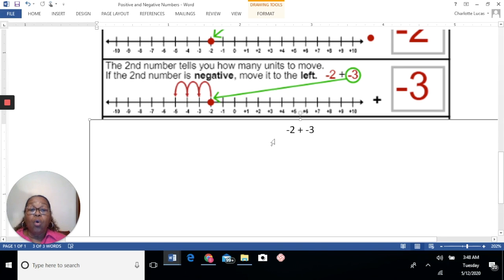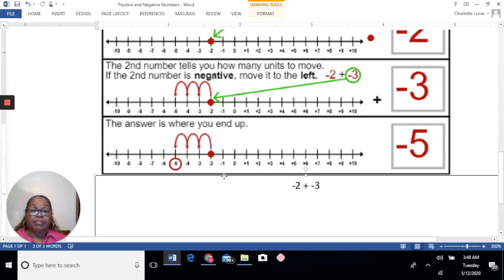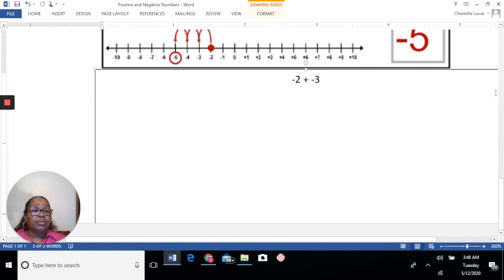Excellent. So if we're on the negative 2 and we're going to add a negative 3, then we must move in the direction to the left because it's a negative number. So let's add a negative 3. 1, 2, 3. And the answer is, excellent, a negative 5. Okay?